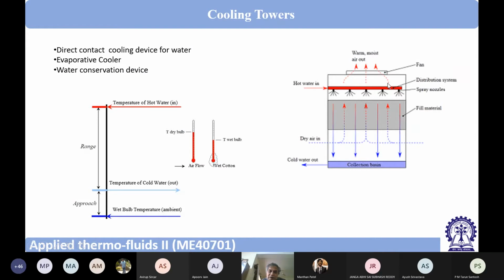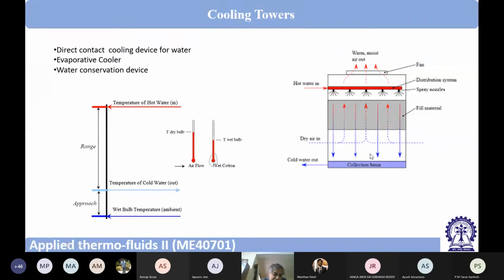And if the cooling tower is well designed, water will come in contact with air very intimately, and when air goes out, it will be almost 100% saturated at the prevailing temperature, almost 95-97% saturated at the corresponding temperature. So this is the working principle of a cooling tower.